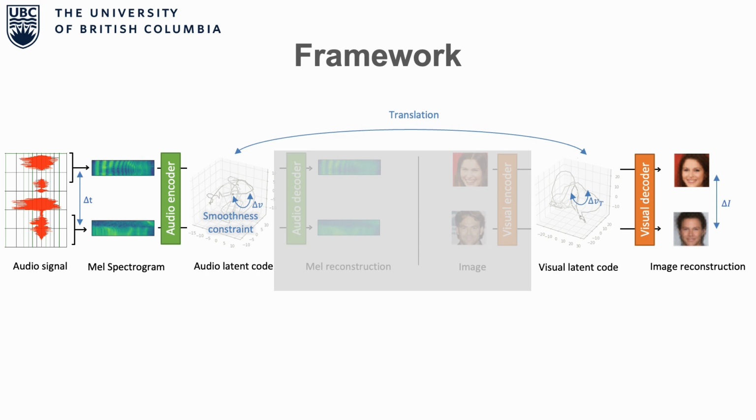Based on the motivation, we design our architecture like this. We take the mel spectrum of sounds as the input of an audio encoder to get an audio latent code, and then we map the audio latent code to the visual latent space through a translation module. Finally, we decode the visual latent code to the image domain.